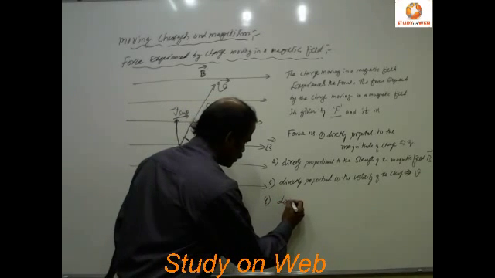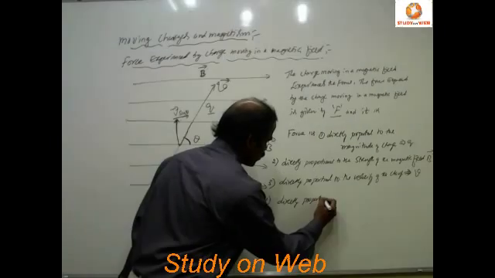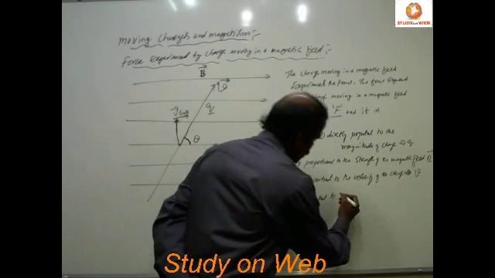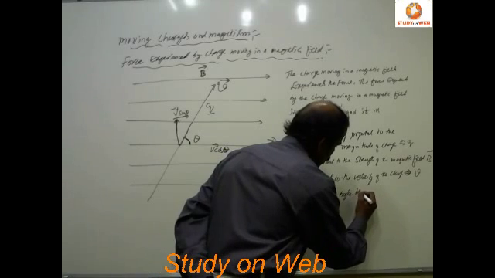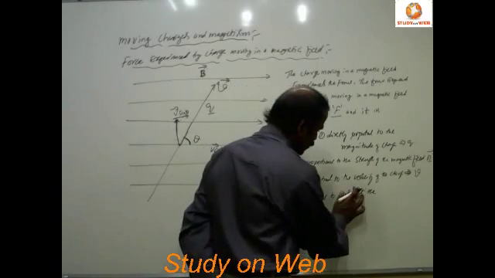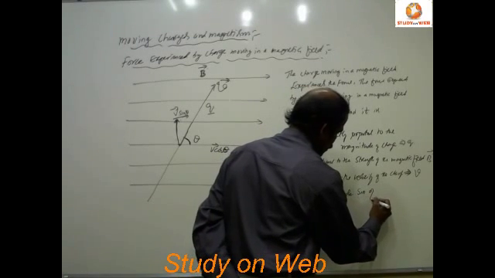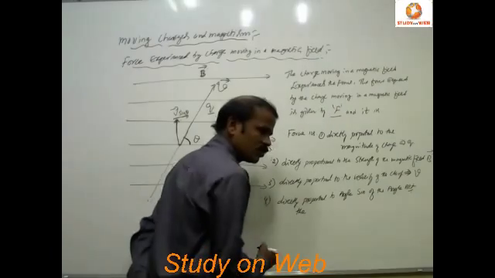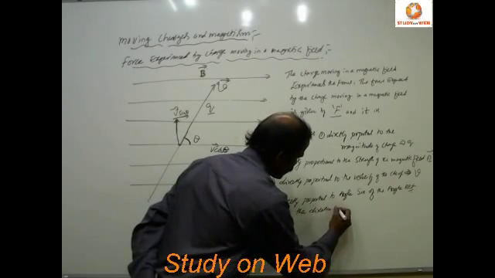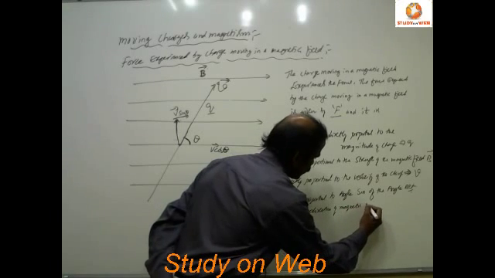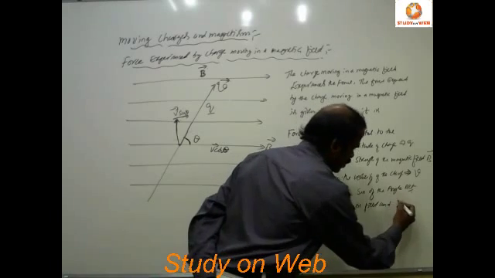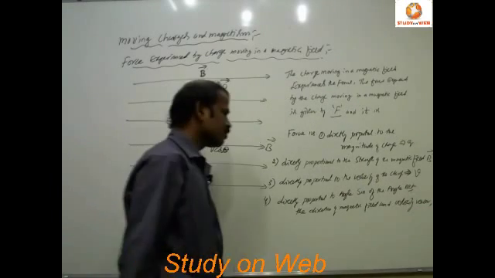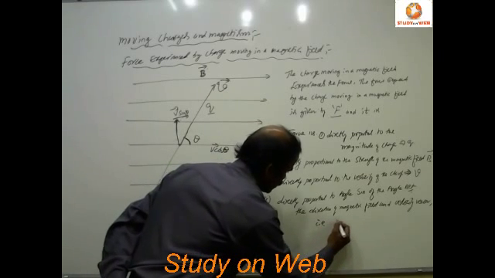Fourth, directly proportional to the sine of the angle between the direction of the magnetic field and the velocity vector, that is sin theta.